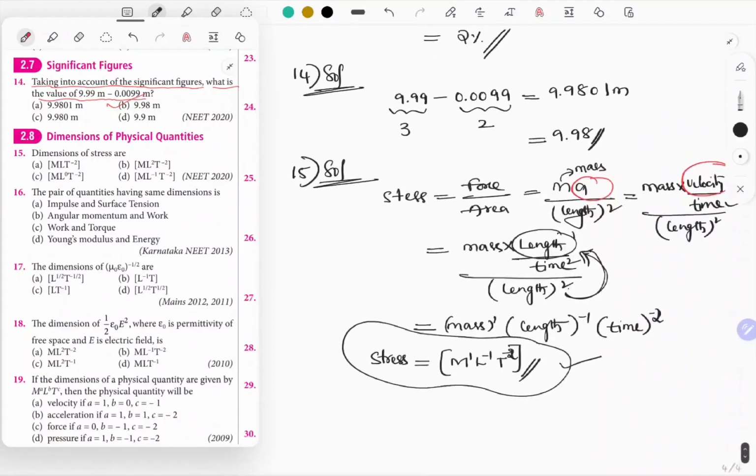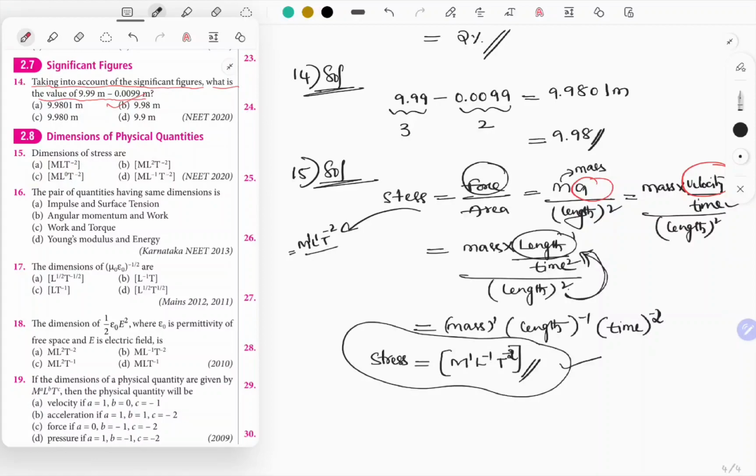Sir, will it take this much time to answer? Nothing like that. If you can remember the force dimensional formula, then it is very easy to answer. See, if you want me to answer in less time, stress is equal to force by area. Force dimensional formula is M power 1, L power 1, T power minus 2, divided by area dimensional formula, which is going to be L square. So if you take this to the numerator, you are going to get M power 1, L power minus 1, T power minus 2. It is this easy if you know the force dimensional formula. Otherwise it will take some time.